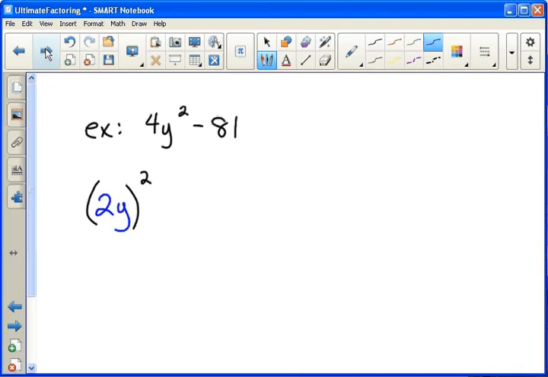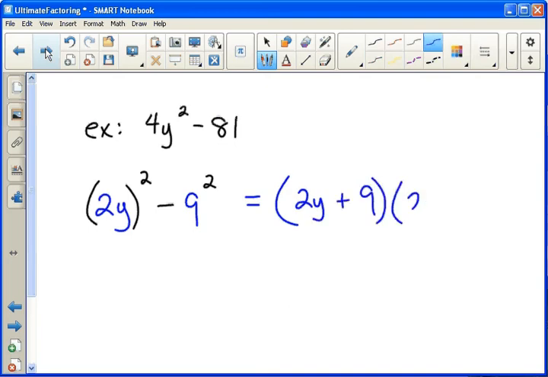Then 81 is 9 squared. So this time my a is 2y and my b is 9. So I simply do a plus b times a minus b. Essentially, we're taking the square root of the first one plus the square root of the second one, and then the square root of the first one minus the square root of the second one. That would be another way to view this.